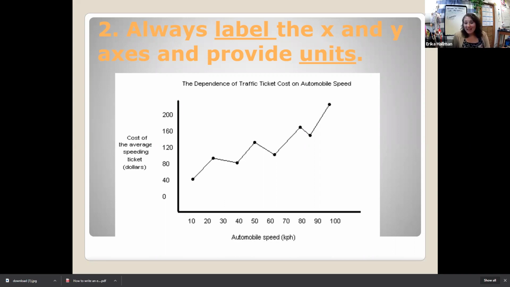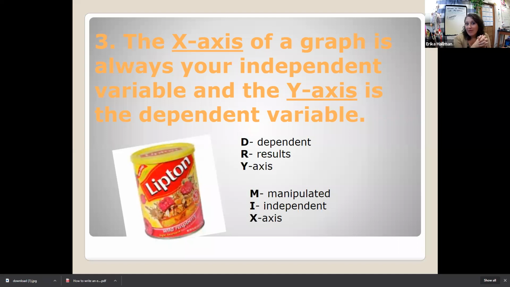So already, just adding a proper title and the correct axes, labels, and units, we can start to extrapolate a lot from this graph. We can see that as the automobile speed increases on our x-axis, the cost of that average ticket is going to increase as well. Okay, so let's get down to what these axes represent.